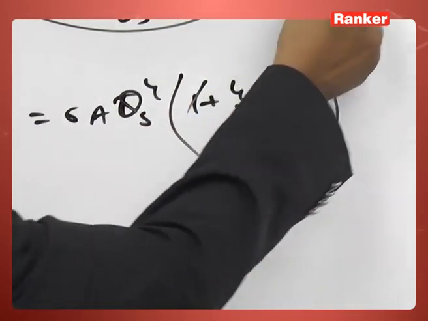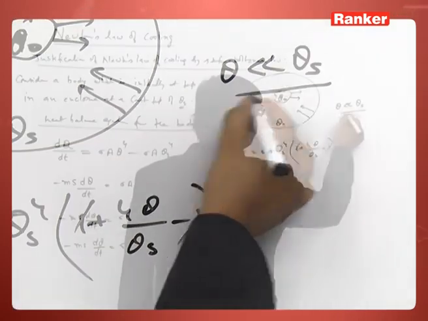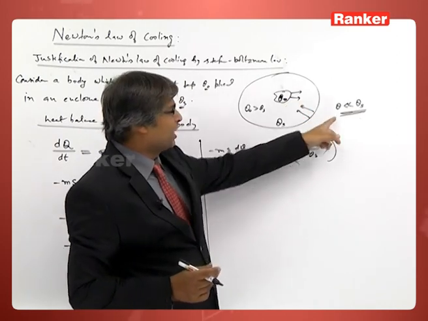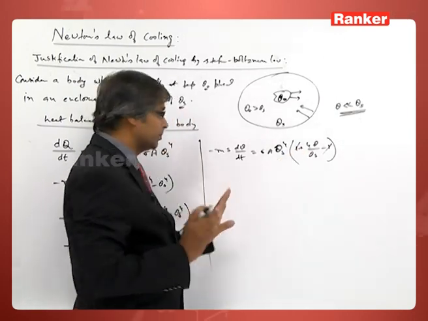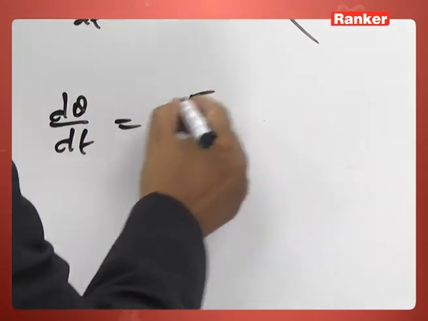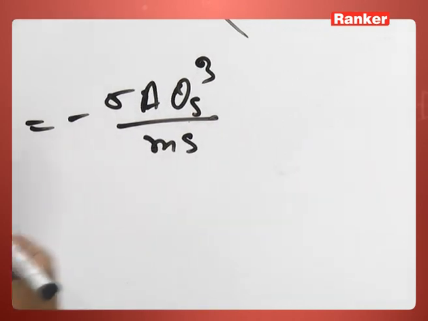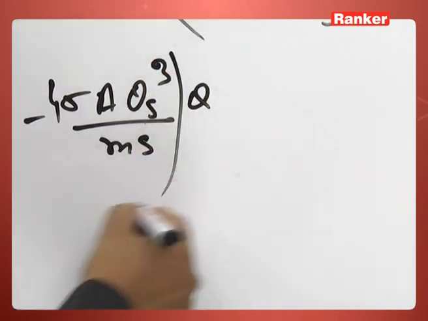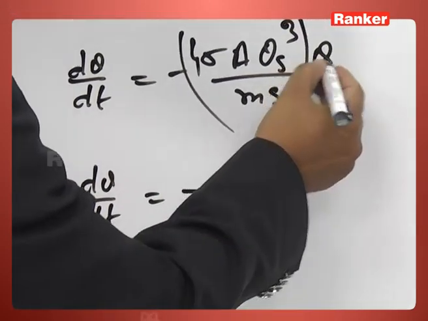So, here I assume that this theta is very much less than theta surrounding. So, theta is the temperature difference. If the temperature difference is very much less than theta surroundings, then only we can use this approximation, otherwise not. So, now further you see d theta by dt becomes minus sigma A theta s cube by ms into 4 and then theta. So, you see this quantity is constant. So, d theta by dt is equal to minus k theta.